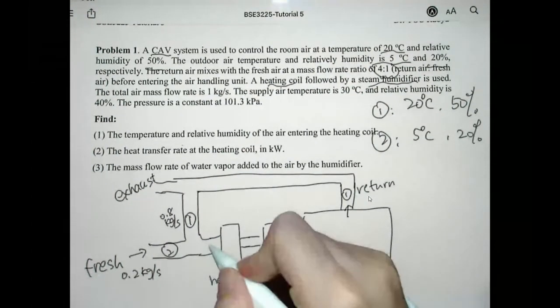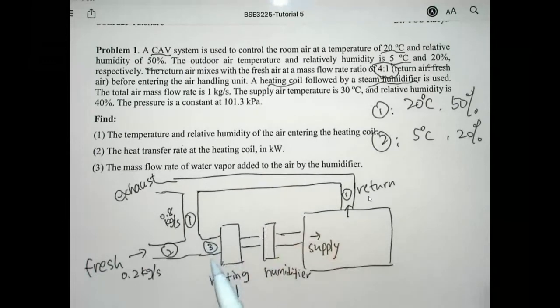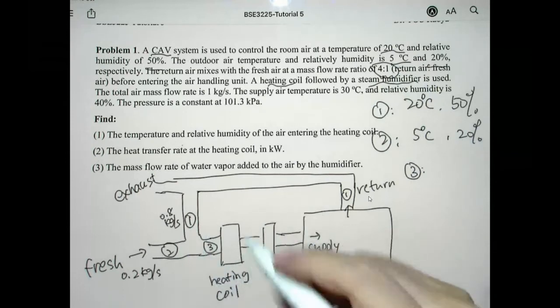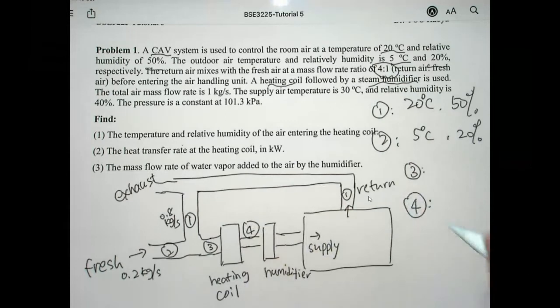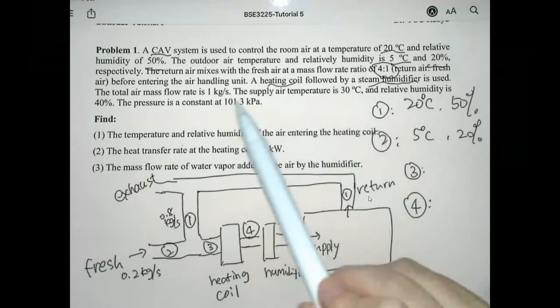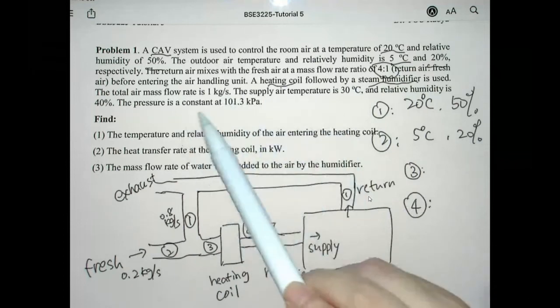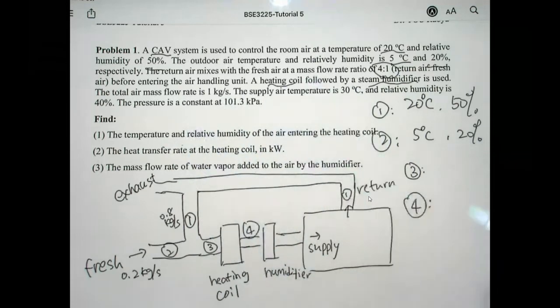And then the third state is the state of air before the heating coil. It's the mixture of state 1 and state 2. So we have state 3. State 3 can be easily obtained because we already know the mass flow ratio of state 1 and state 2. And after the heating coil, we have state 4. What do we know about state 4? Currently, we don't know anything about state 4.